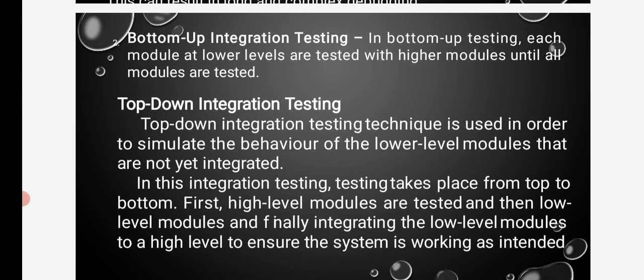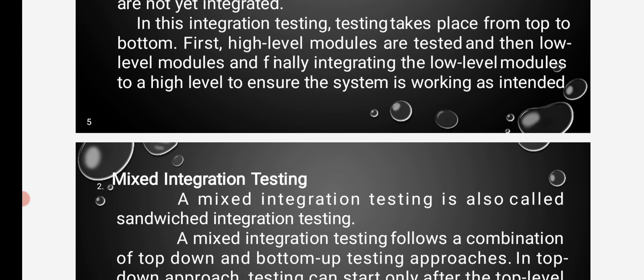Bottom-up integration testing. In bottom-up integration testing, each module at lower level is tested with higher modules until all modules are tested. The top-down integration testing is the technique used in order to simulate the behavior of the lower level modules that are not yet integrated. In this technique, the testing takes place from top to bottom. First, high level modules are tested and then low level modules, and finally integrating the low level modules to high level to ensure that the system is working as intended.